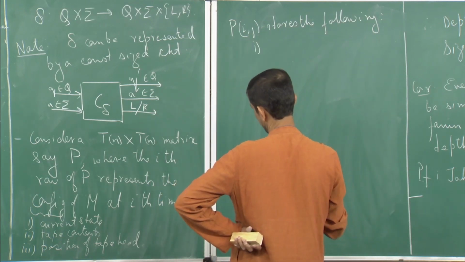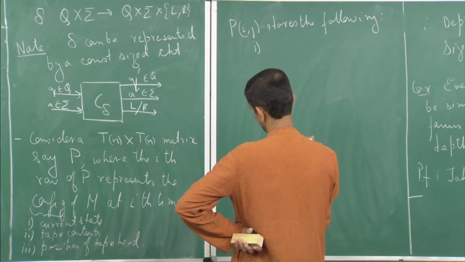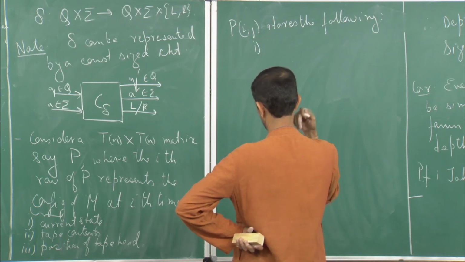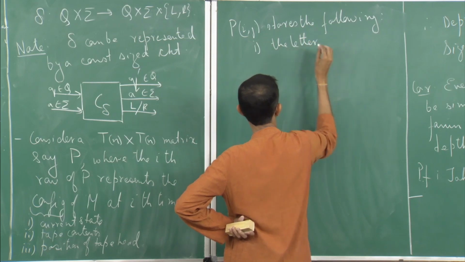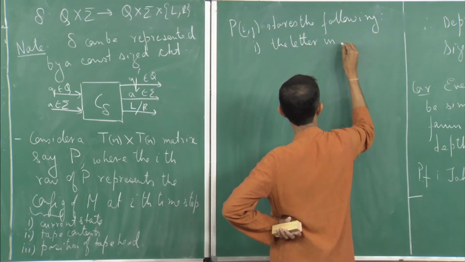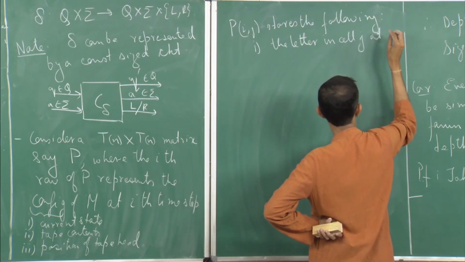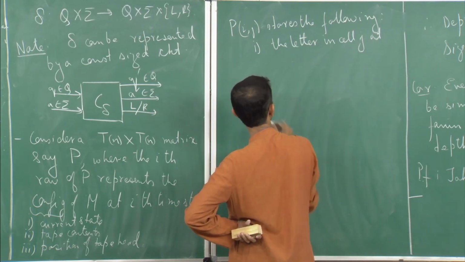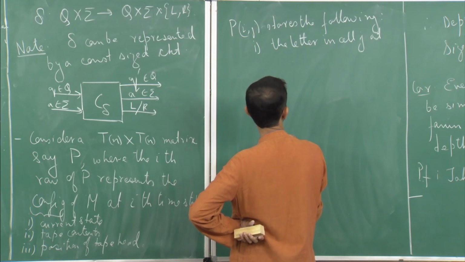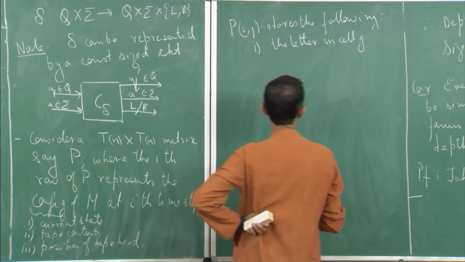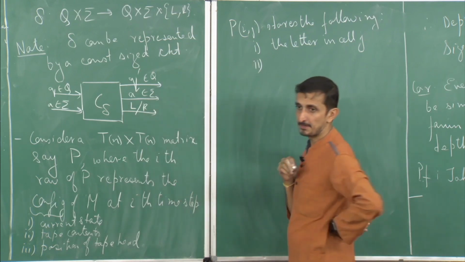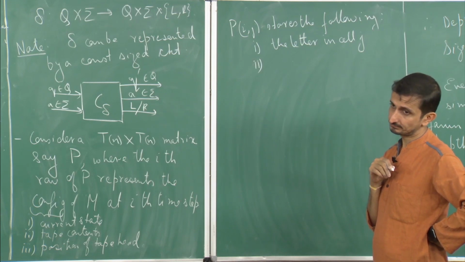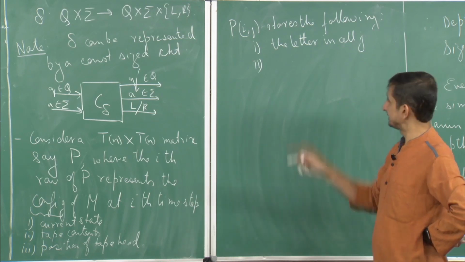So, firstly it will store the letter in cell J. I will write this later on, the letter in cell J. Secondly, it... Okay, just let me complete this, then it will be easier.